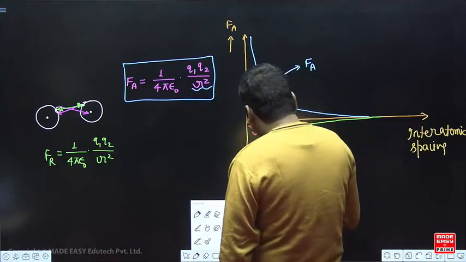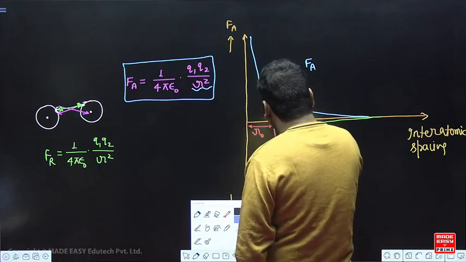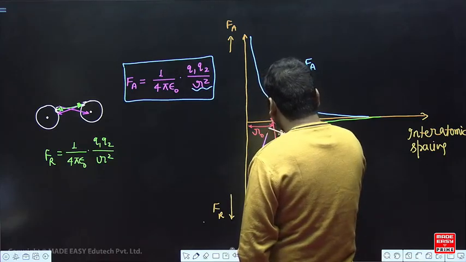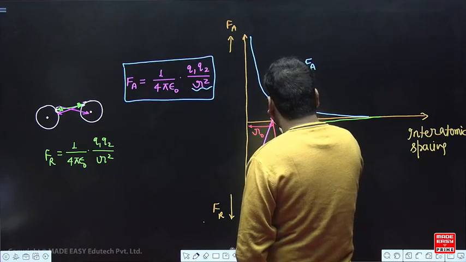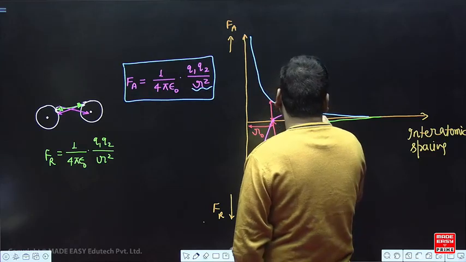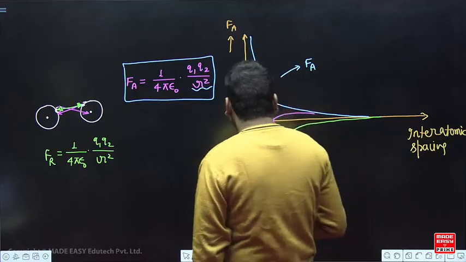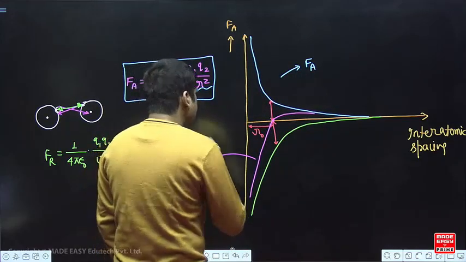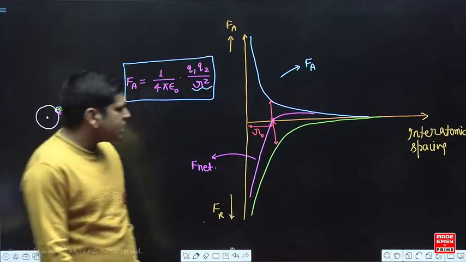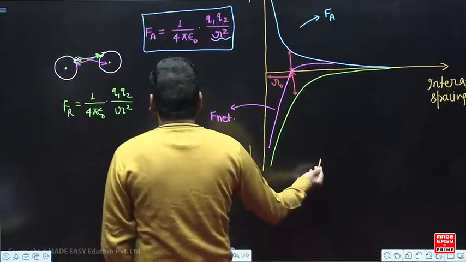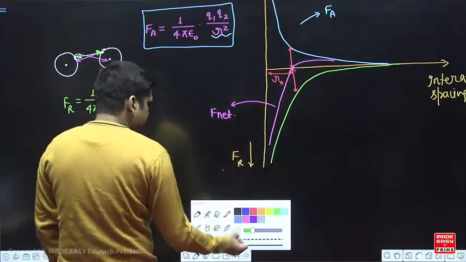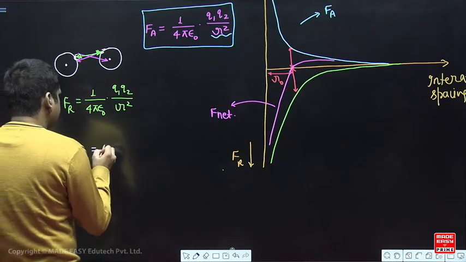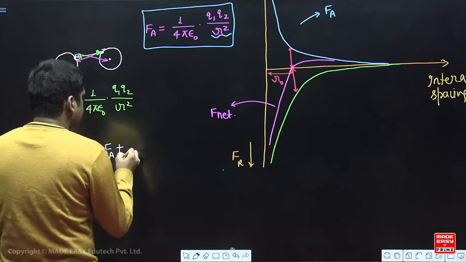Means if I plot the net force, so below this repulsive force is dominating, and at this point the net force is 0, above this the attractive force is dominating. This is the graph for the net force. So, at some distance R naught, the net force on these two atoms is 0. F net is equal to Fa plus Fr.